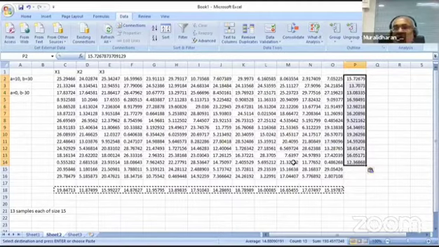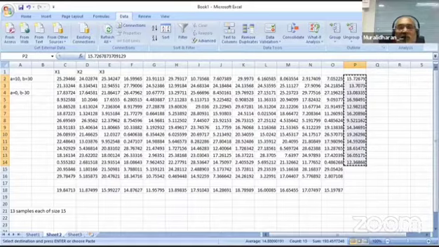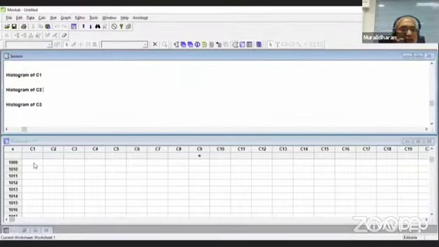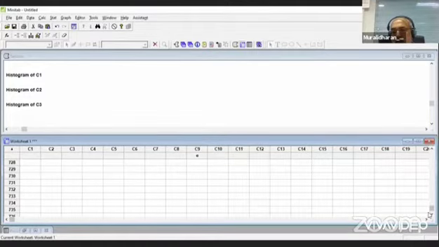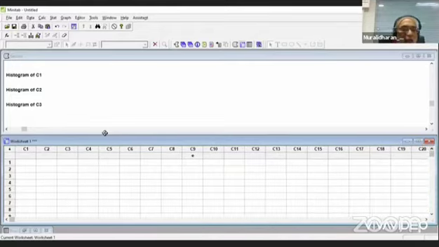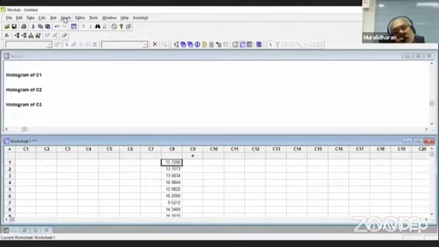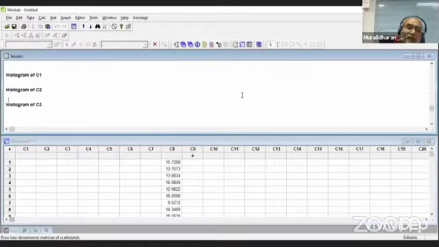This I will copy. I'm going to minimize this and share another screen with you, that is MINITAB. Okay, so this is MINITAB. I'm copying the same thing. This is also just like an Excel spreadsheet. I'm just copying that variable here. I can copy it anywhere, no problem. Now let me draw the graph of this.